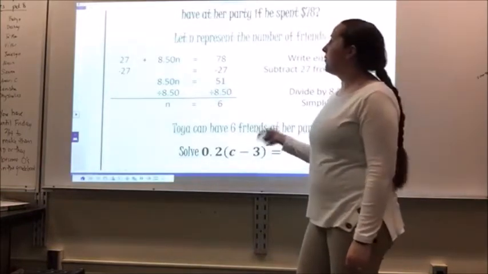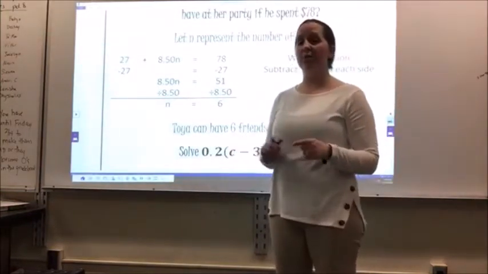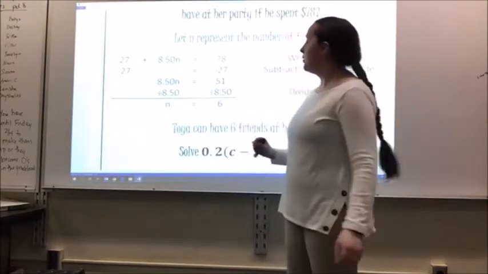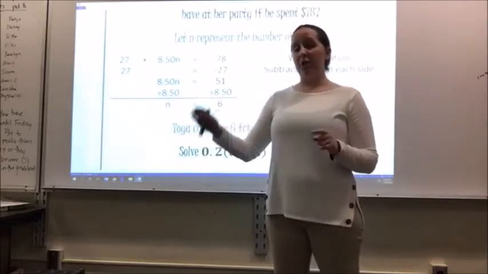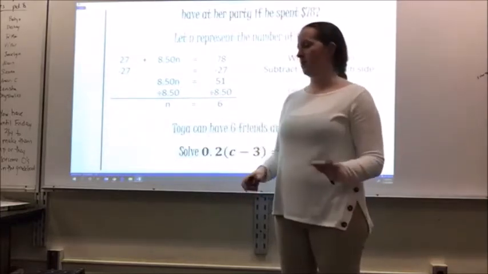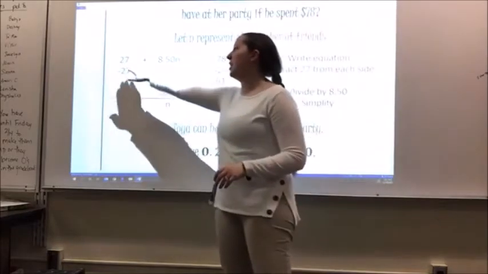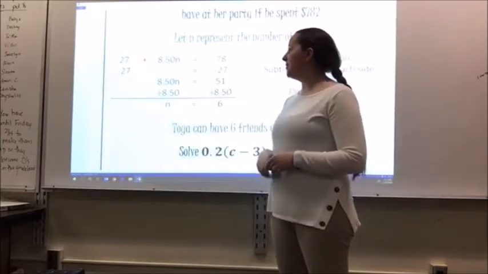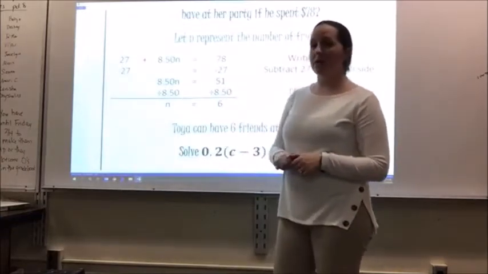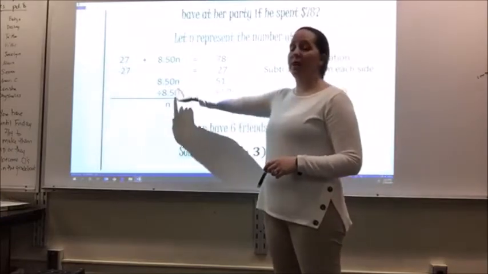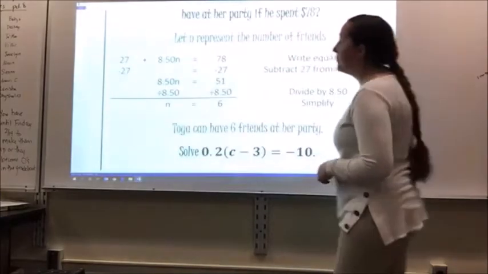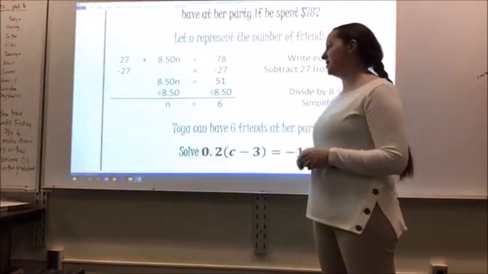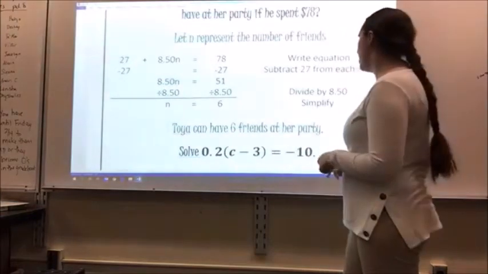All right? So from here, I'm going to subtract 27 from both sides because remember we're doing order of operations in reverse order. So the opposite of doing multiplication and division first is doing addition and subtraction first. So I subtract 27 from both sides, and then I have 8.50n equals 51. Then I divide both sides by 8.50 because that's the coefficient attached to my variable. And 51 divided by 8.50 gives me 6. So that means she had 6 friends at her party.